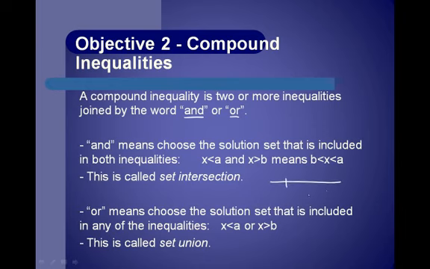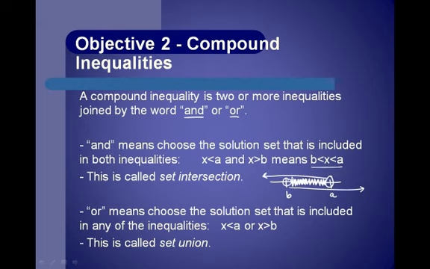So in this case, we would have two numbers on our number line. X is less than a, which means it's from here back this way. X is greater than b, which means it's from here this way. Because it's an and, you're looking at the graph that satisfies both of those. Well, you see right here in the middle, that's the only part that satisfies both of the graphs, which means that x is between b and a.